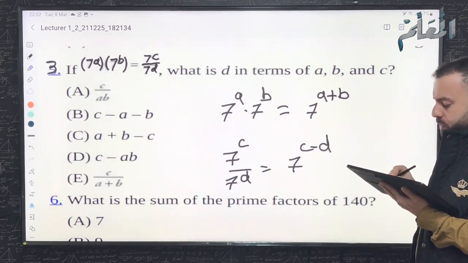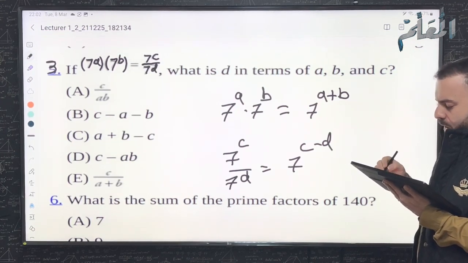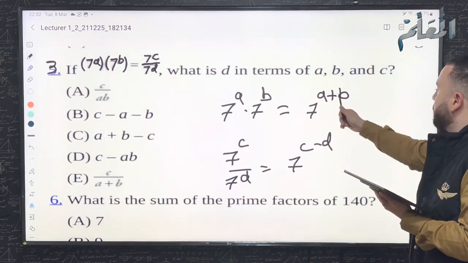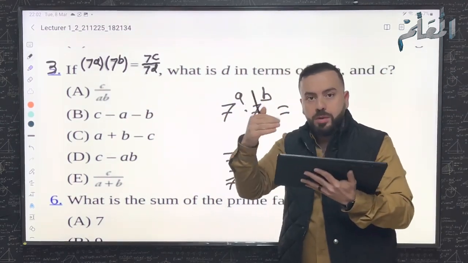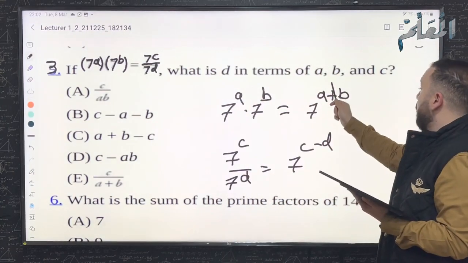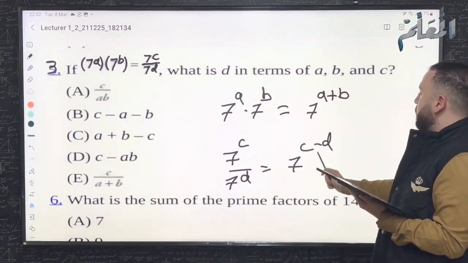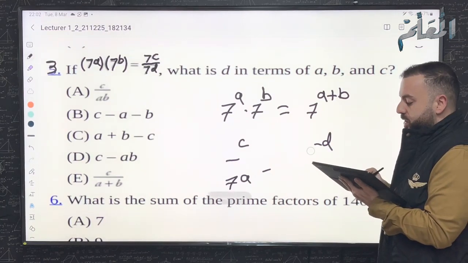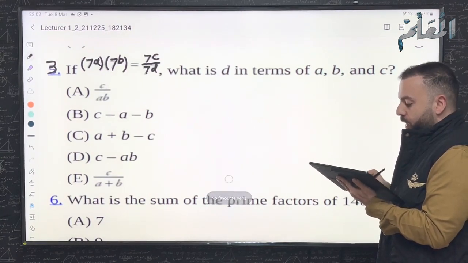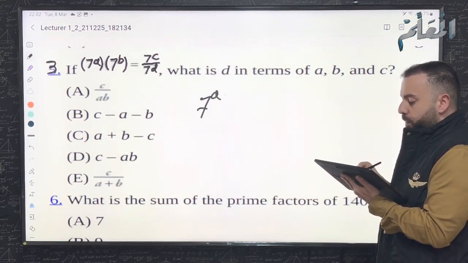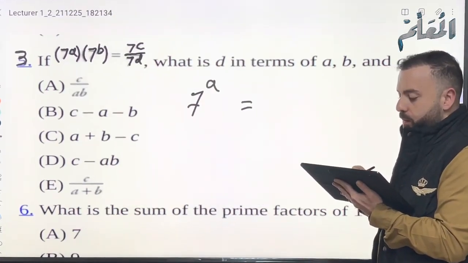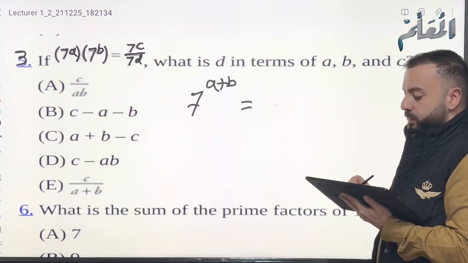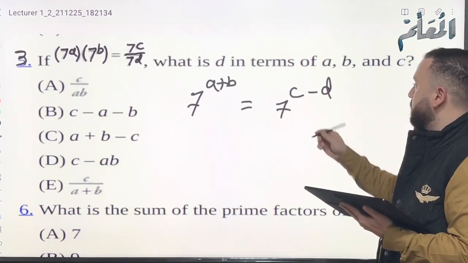Which means that, sorry, I just want to fix this, minus d. In this case, I'm equating this with this. Based on the first step, I merged the powers, so I have 7 power a plus b equal to 7 power c minus d. So the second step that I'm going to solve now is 7 power a plus b equal to 7 power c minus d, as you can see here.